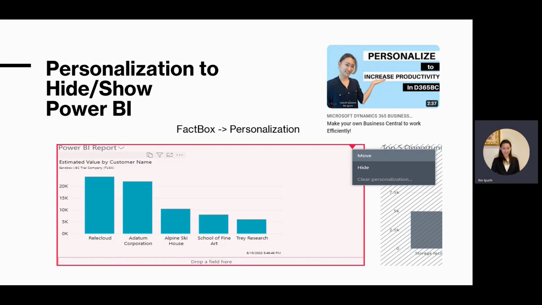Also, to show or hide Power BI reports on the role center, you needed to control by the page and fact box. But now you can show, hide, remove from personalize, and you can learn how to personalize your Business Central by watching my video. I'll put the link on the bottom, so please feel free to watch that one.